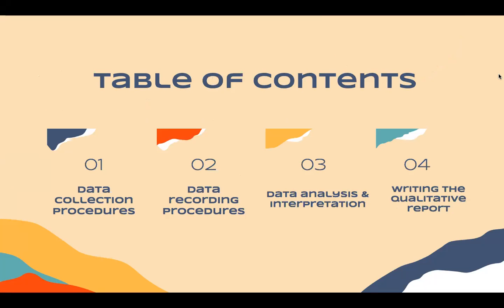We're going to explain 4 items in the table of contents. The first one is data collection procedures. The second one is data recording procedures, number 3 is data analysis and interpretation, and the last one is writing the qualitative report.